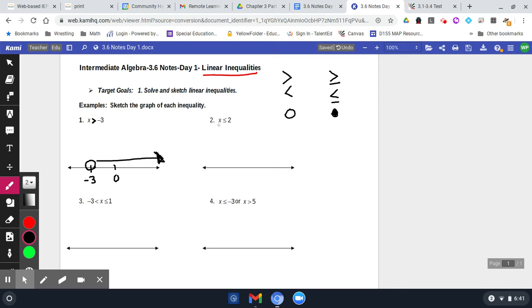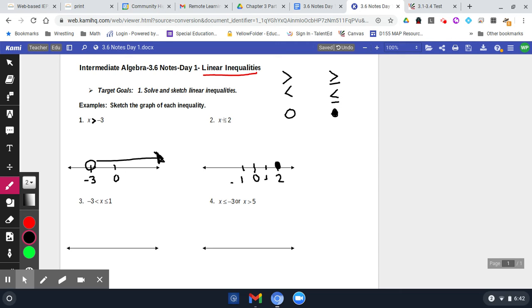All right, so let's go ahead and do this one. Again, I'm going to start with my 0. I'm going to show my number 2. If you wanted to put more numbers in there, you could. 1, -1. This is going to be a closed circle at 2 because it is less than or equal to, because it's one of these two symbols. Right? And this time we want x to be less than 2, right? Because x is the smaller number.